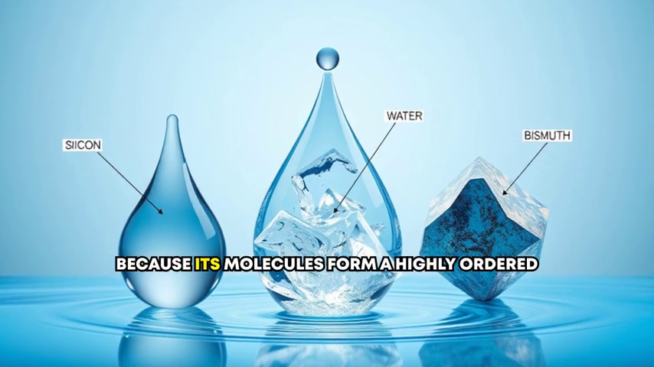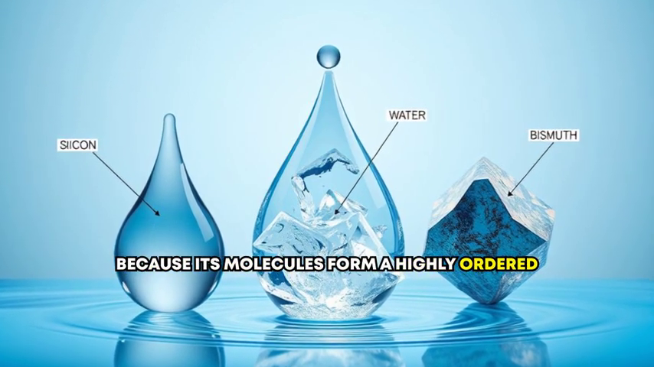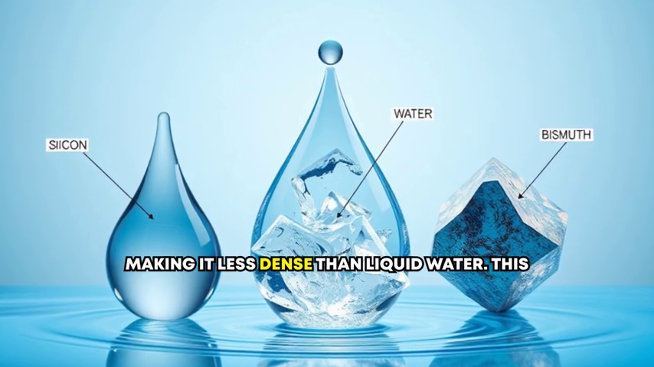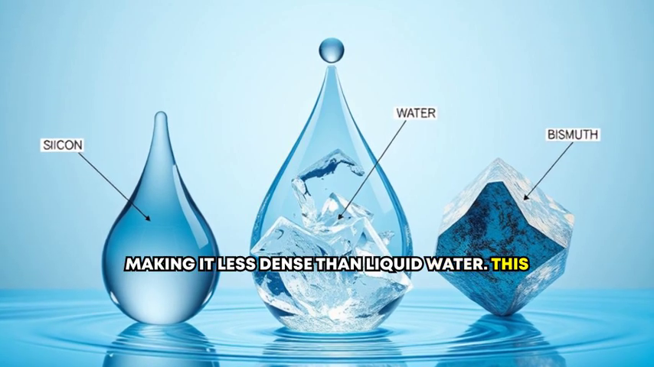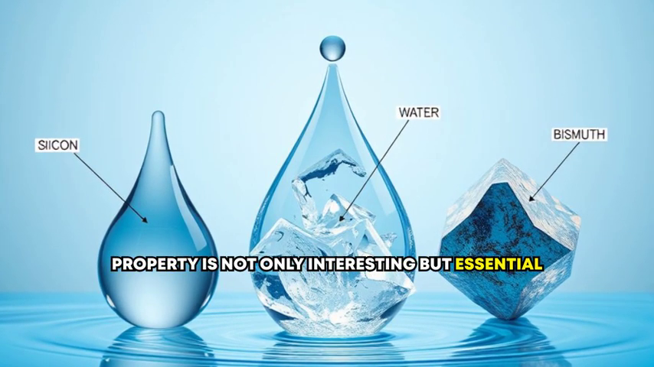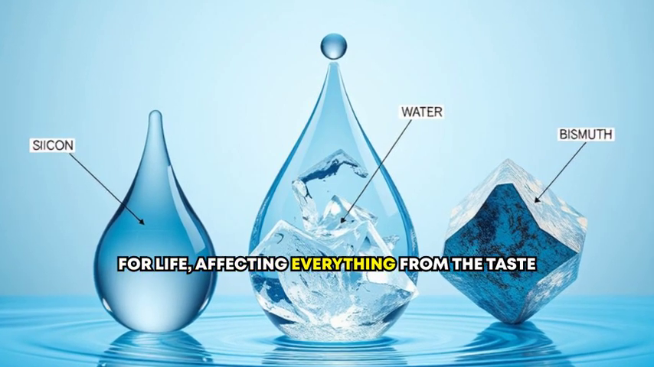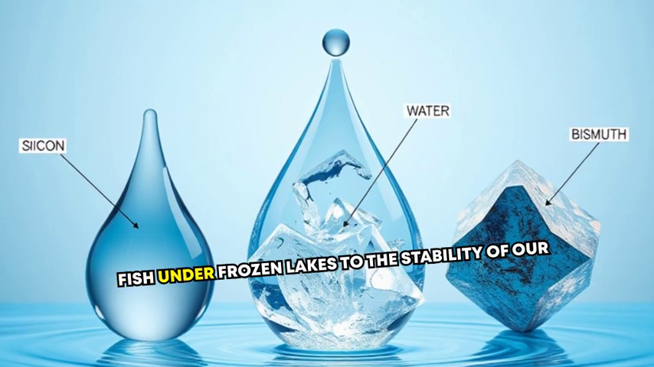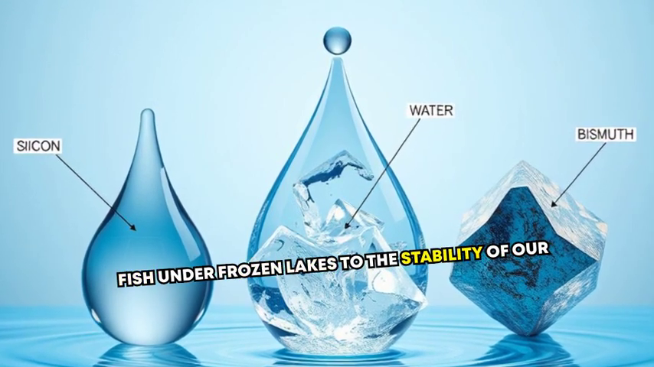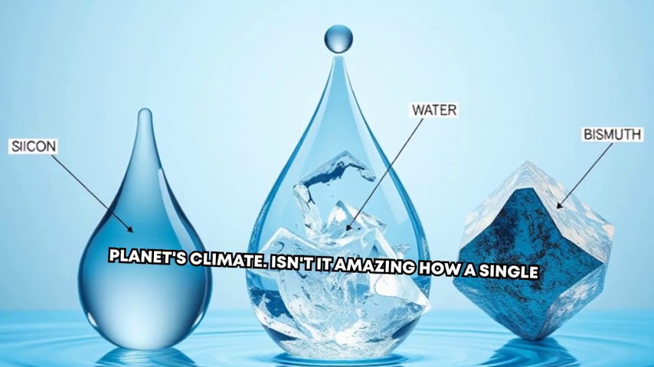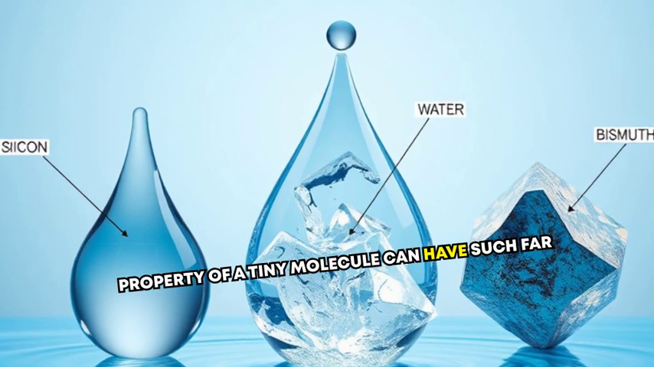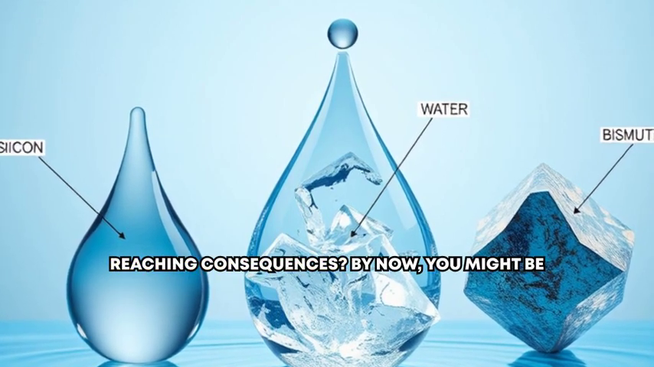Ice floats because its molecules form a highly ordered, expansive crystal lattice as they freeze, making it less dense than liquid water. This property is not only interesting but essential for life, affecting everything from the taste of your favorite iced drink to the survival of fish under frozen lakes to the stability of our planet's climate. Isn't it amazing how a single property of a tiny molecule can have such far-reaching consequences?